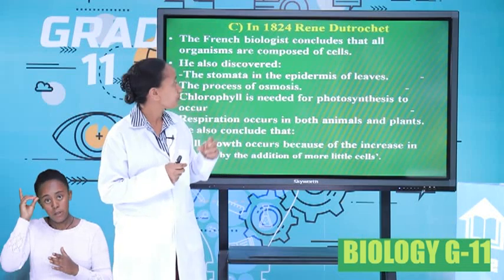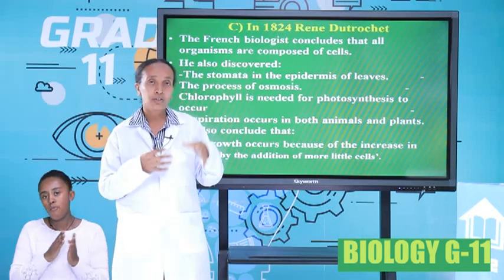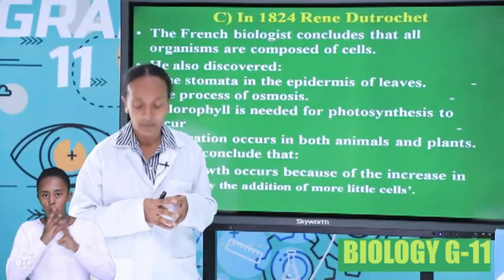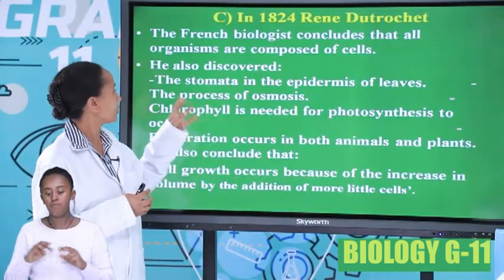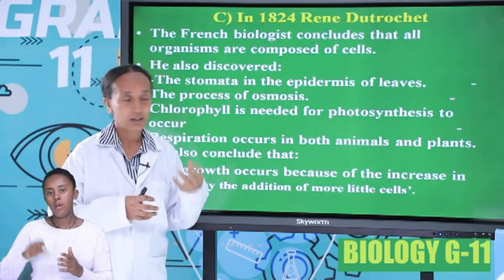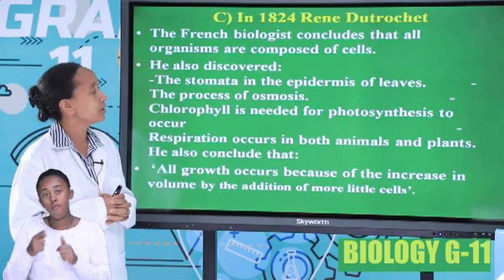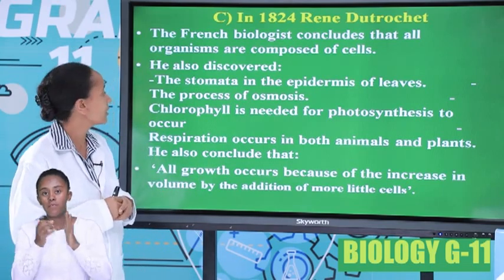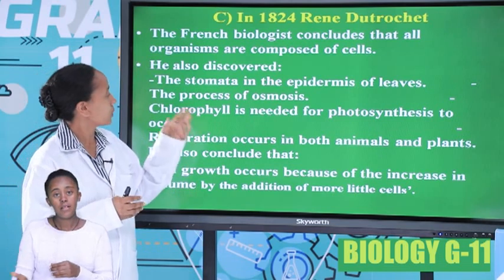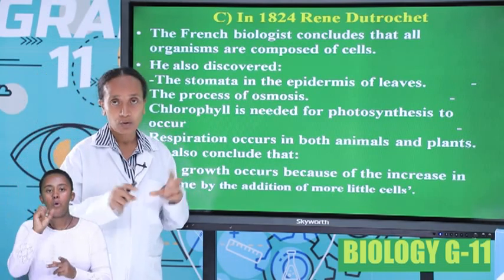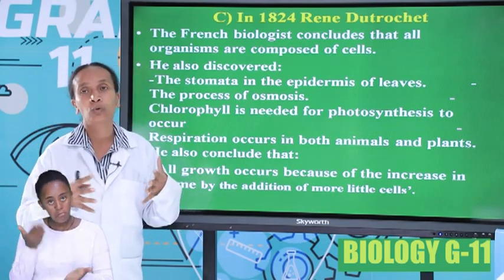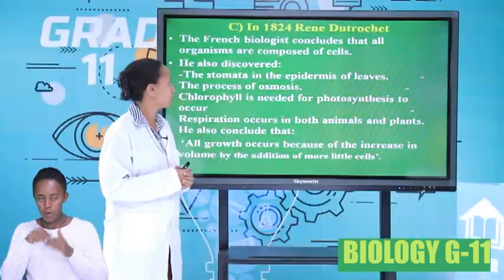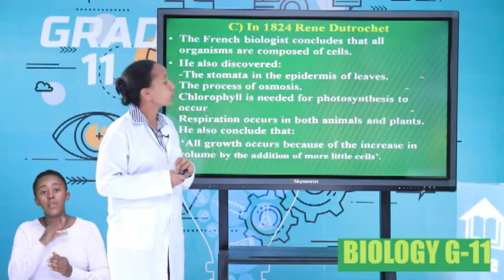In addition to these contributions, René Dutrochet provided additional discoveries for the scientific world. One of the discoveries was stomata. He discovered stomata for the first time, and these structures are found on leaves of plants. The other discovery was the process of osmosis. Osmosis, as you know, is the movement of water molecules into and out of the cell.